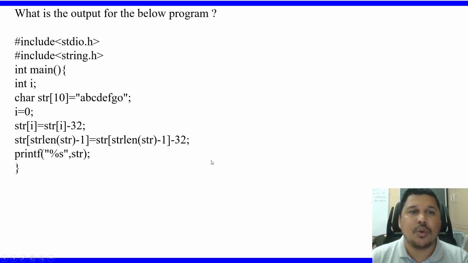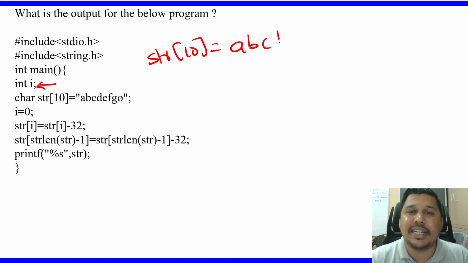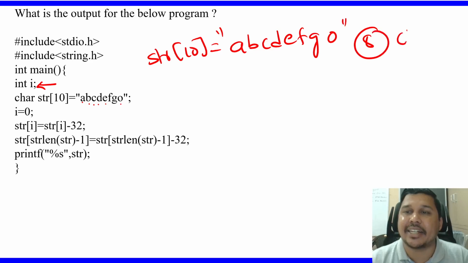See this question: what is the output of the below program? I have int main, and an integer variable here. There is a string str of 10 which contains a b c d e f g o. So totally how many are there? 1 2 3 4 5 6 7 8. In total there are 8 characters in that string, right?